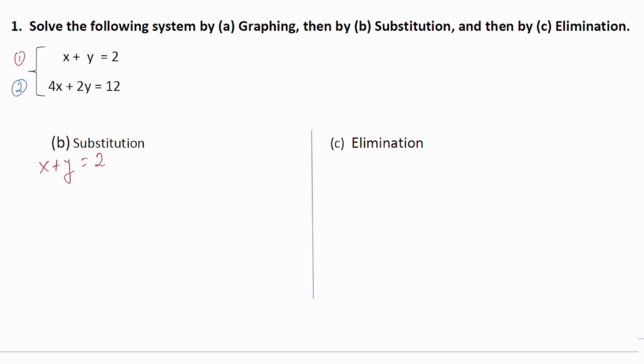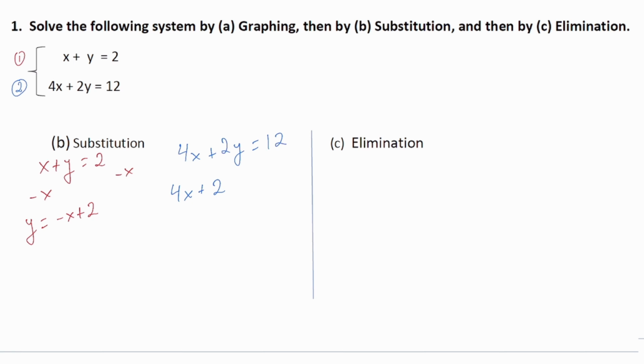And I'm going to write it in slope-intercept form. This is going to put y by itself on one side, so I'm going to subtract x from both sides. And that's going to leave me with y is equal to negative x plus 2. And then when I go to rewrite my second equation, 4x plus 2y equals 12, because y is equal to all of this negative x plus 2, wherever I see a y here, I can replace it with this negative x plus 2.